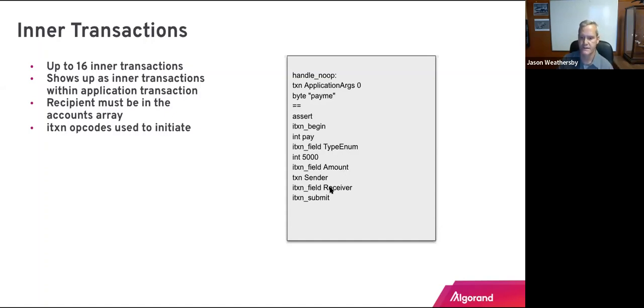Now, this particular application is just a somewhat goofy, contrived example that says, I want to create an escrow, fund that escrow, and anybody sends a transaction to the smart contract saying pay me, the contract will automatically send them 5,000 micro algos. So whoever sends the transaction is going to be the receiver of this inner transaction. And then I do an ITXN submit.